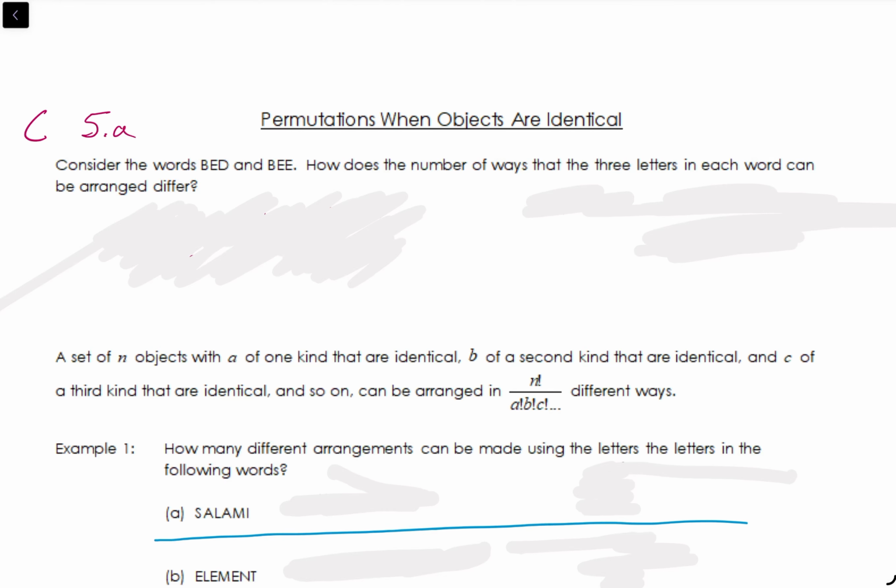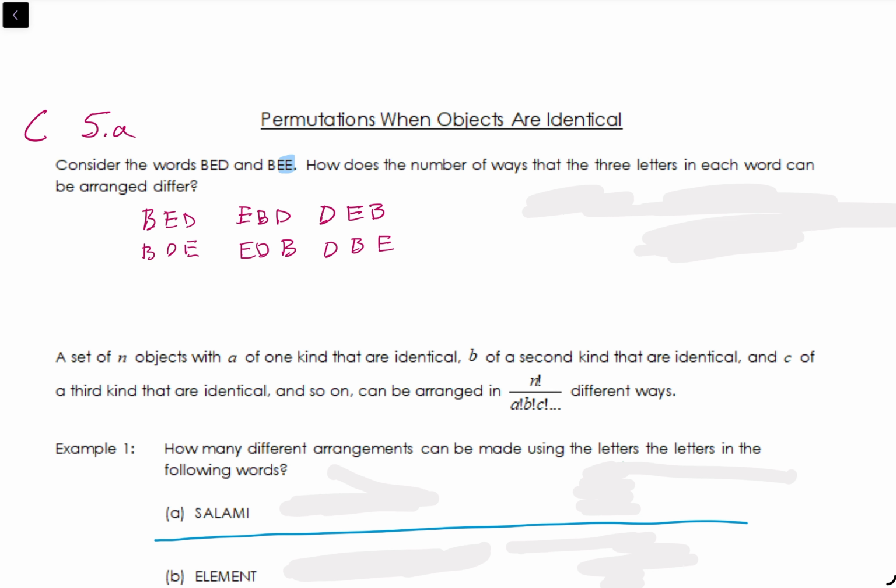Our next lesson in counting is permutation when objects are identical. So if you consider the words bed and bee, the word bee has two identical objects in it, the two E's. They're indistinguishable. How does the number of ways that the three letters in each word can be arranged differ? So let me just try with the word bed.